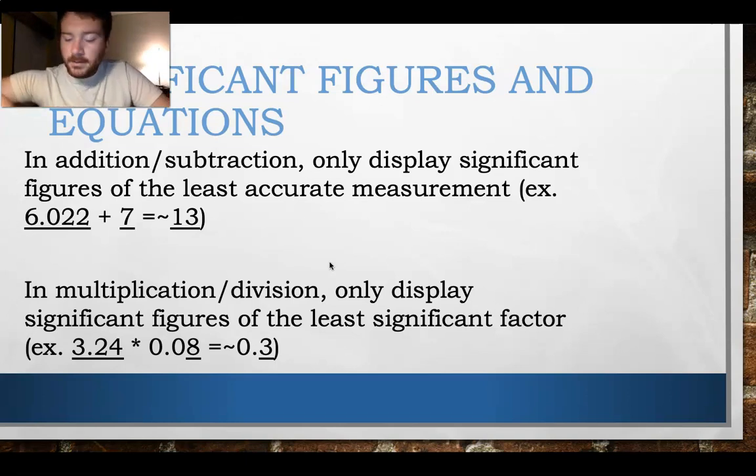Alright, so presuming the quiz is over, we are again talking about significant figures.